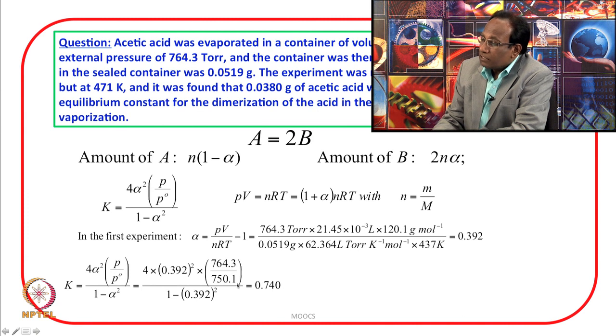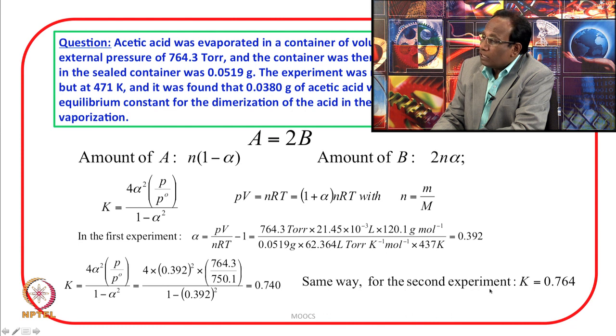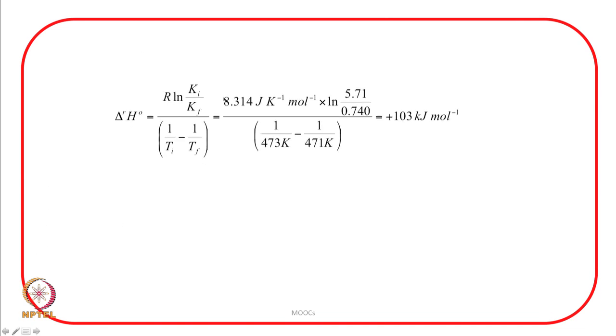So once you know alpha, you can easily calculate K. What you are getting is K equal to 0.740 at 437 Kelvin. Similar calculations for the second experiment at 471 Kelvin give K equal to 0.764. Now you have K at two different temperatures, and I can easily calculate the value of enthalpy. This equation we have discussed many times. It comes from the integration of the Van't Hoff equation between two limits of Ti and Tf, and after the substitution we get the enthalpy to be plus 103 kilojoules per mole.